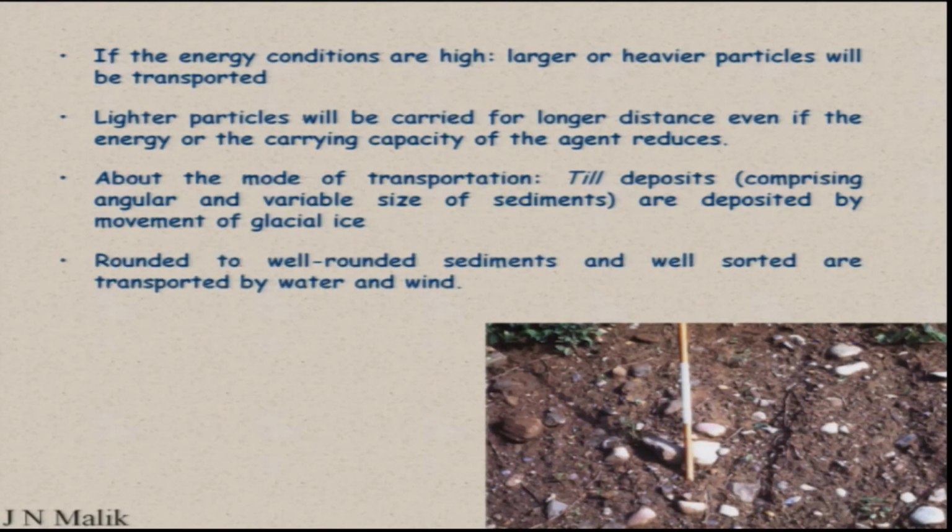Then rounded to well rounded sediments and well sorted are transported by water and wind. Okay. So one can easily differentiate: if you are having more variable size sediments and they are angular in shape, you can say that probably it represents the glacial environments. Of course, it is again a short distance transport. It is not a very long distance transport. So mostly the wind and water will have the capability of transporting the sediments for longer distance. Hence we see in fluvial and aeolian deposits well rounded and well sorted deposits at many places.